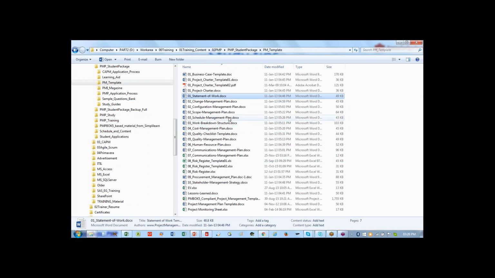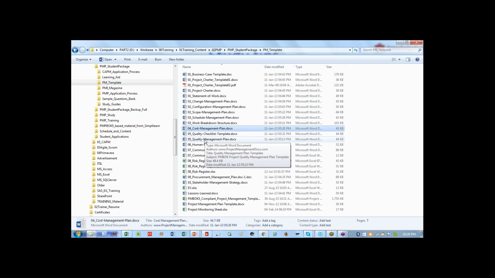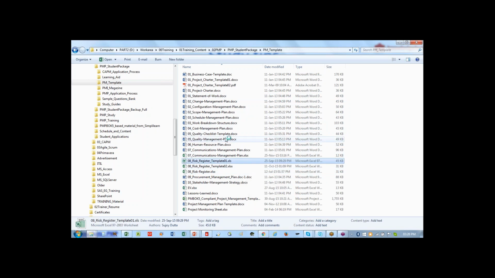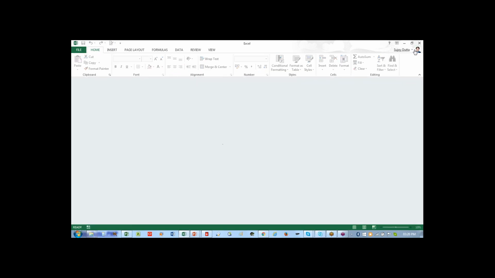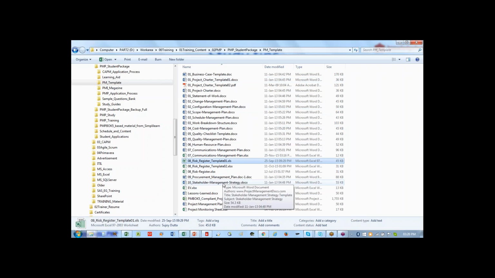Then you have the scope management plan, then work breakdown structure, etc., cost management plan. All these are descriptive documents which you can use to develop your own project charter and project documents. And then this is a risk register template, which you can use to list out all the risks in your project and rate them. You can have a look at the 2-3 templates that we have here, and you can have me send the one that you like best.